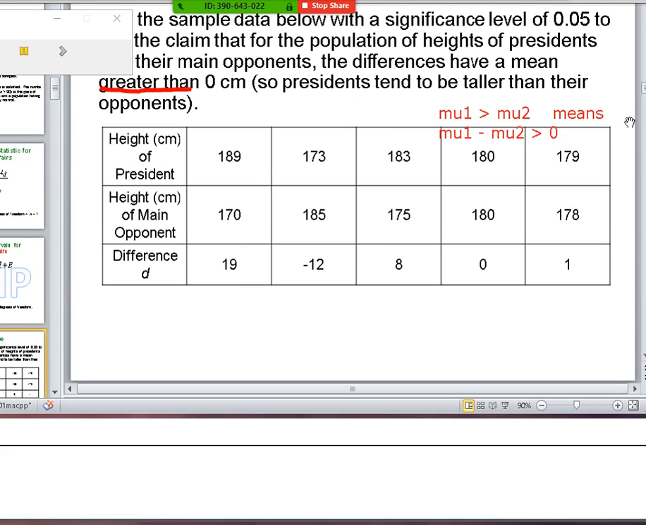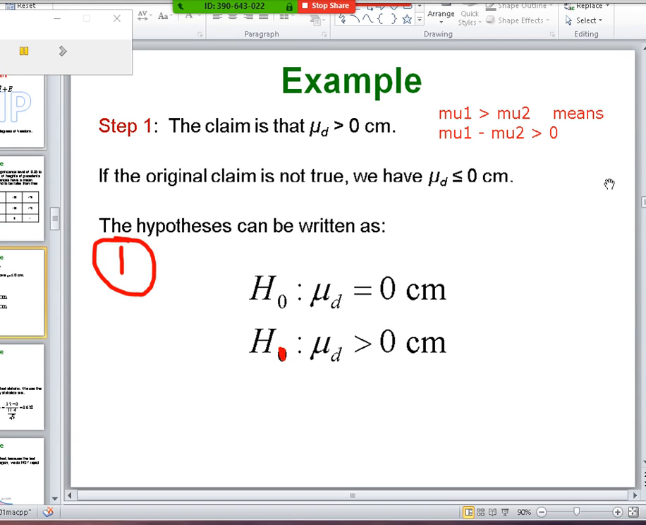So instead, what we're going to have is mu1 minus mu2. Since mu1 is greater than mu2, then mu1 minus mu2 has to be larger than 0. If it was the other way around, if mu1 was less than mu2, then mu1 minus mu2 would be less than 0. These symbols are always going to be the same. If mu1 is greater than mu2, the difference is greater than 0. If mu1 is less than mu2, the difference is less than 0. If the two are equal, the difference is equal to 0. You sort of understand what I'm saying?